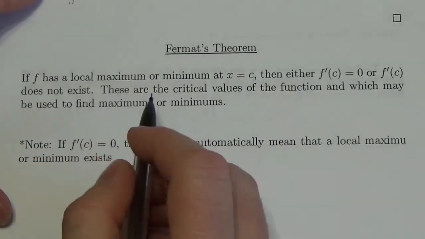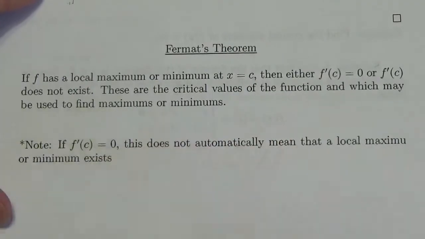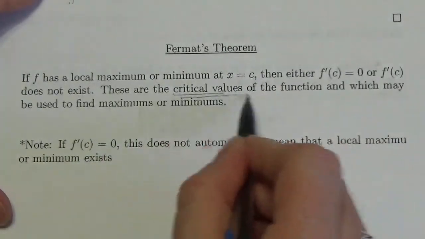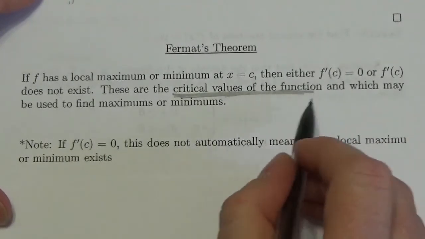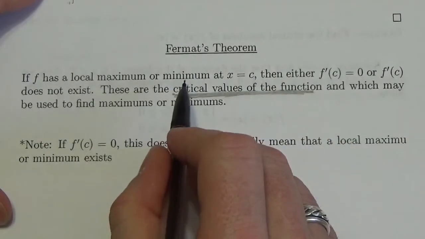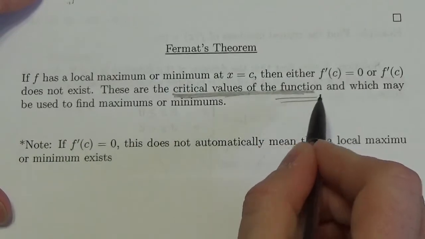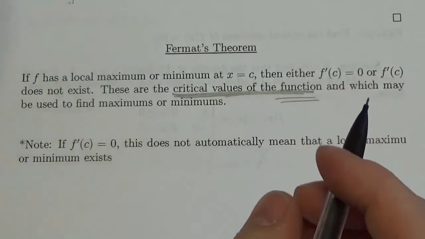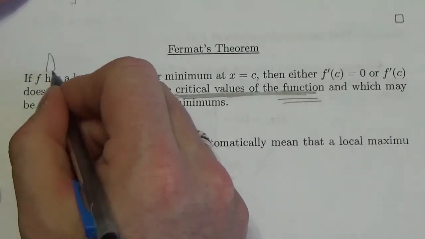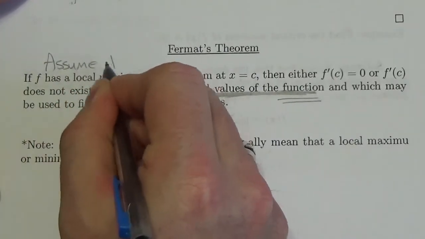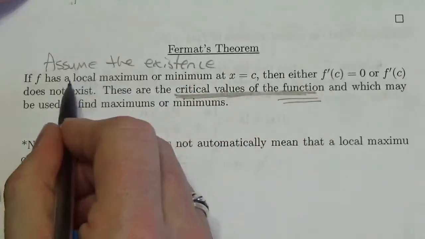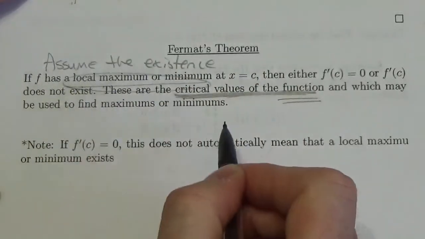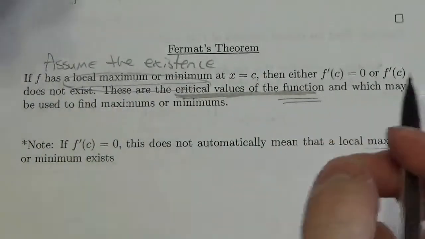Okay? Now, we call those points here, those values of x, critical numbers of the function. Now, not critical numbers of the derivative, critical numbers of the function. Okay? And bear in mind, we assume the existence of the local maximum or minimum values. It's there already. They do exist.